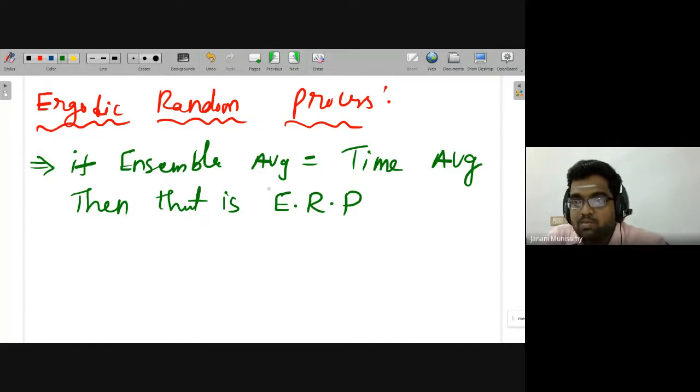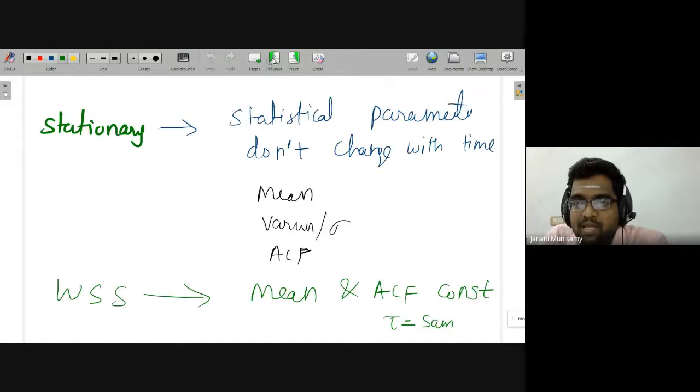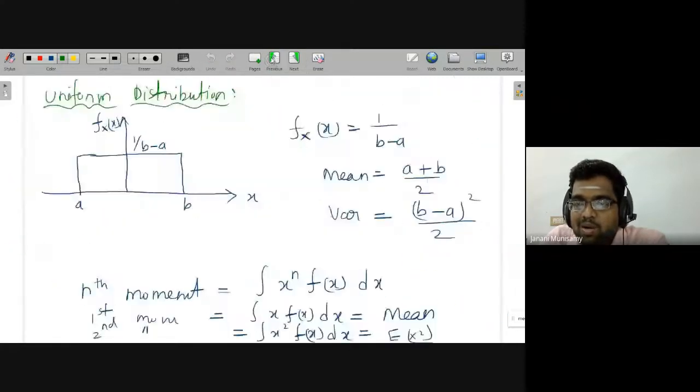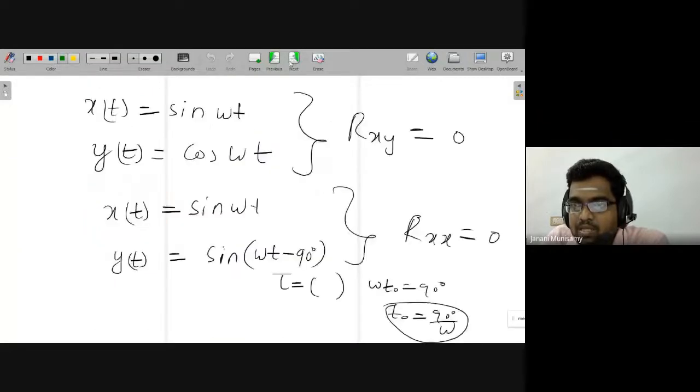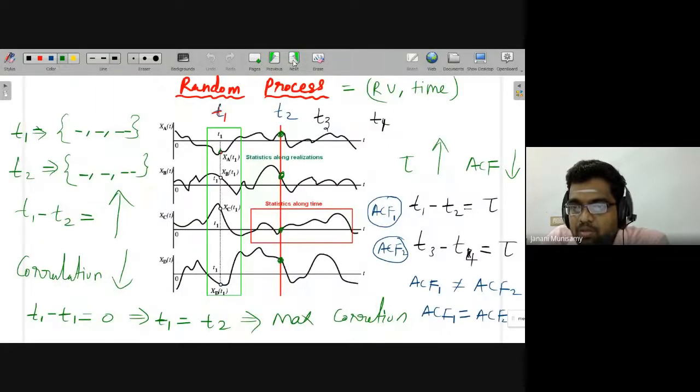This may not be true always. For some random processes it may be true. In the beginning itself I explained what the ensemble average and the time average are.